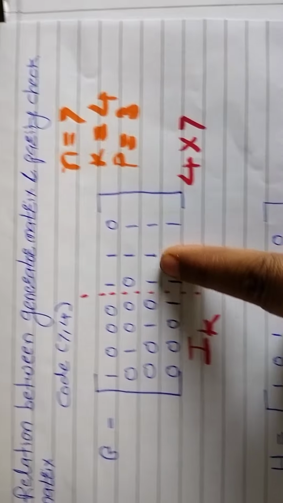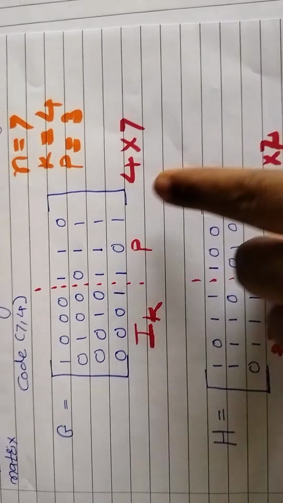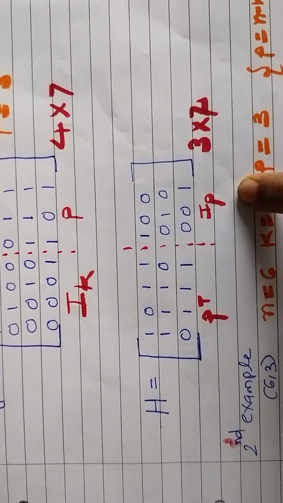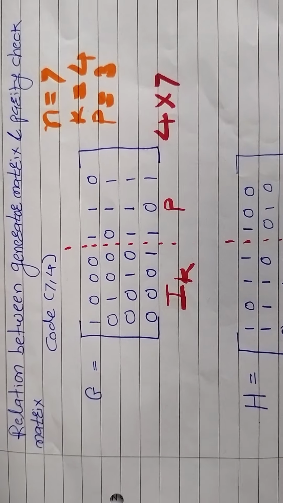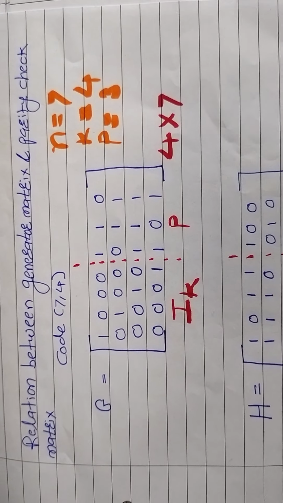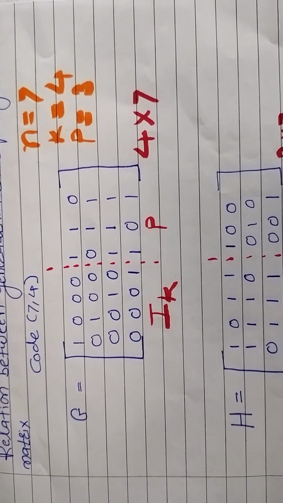So the main important points you have to remember: (7,4), 4 into 7, 3 into 7, then IK P and P transpose I P. So I think it is sufficient to remember these 3 points to obtain the parity check matrix from the generator matrix.